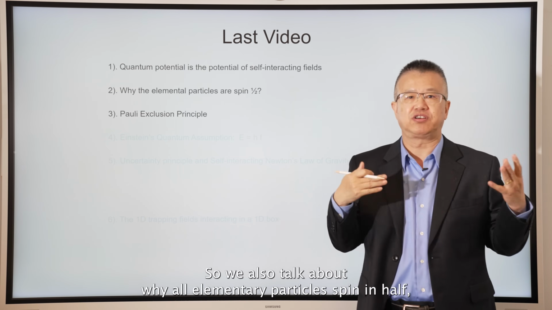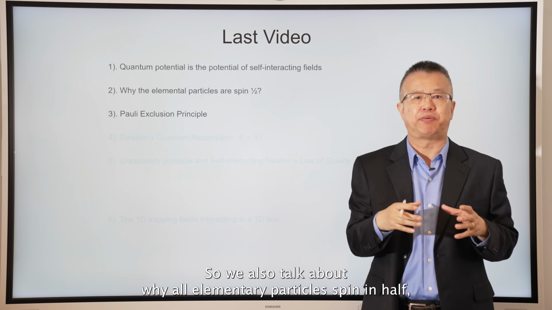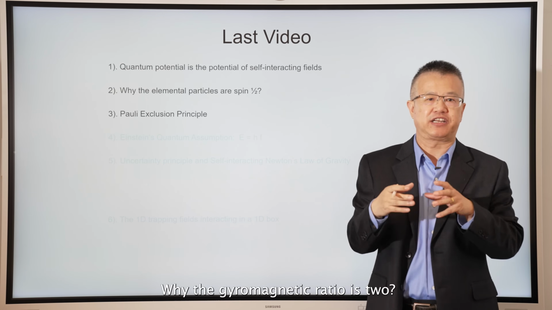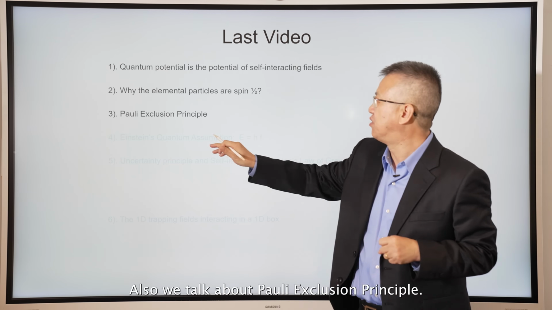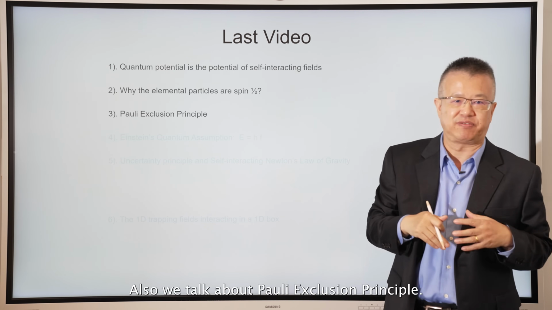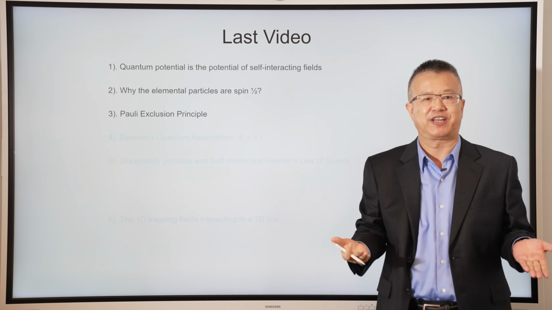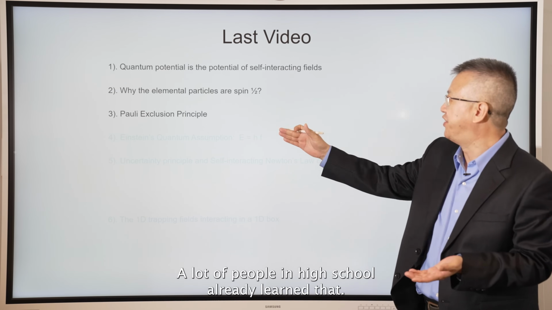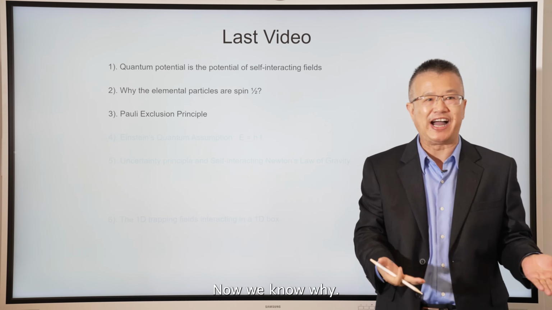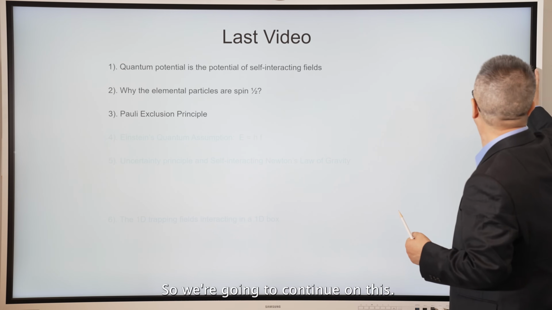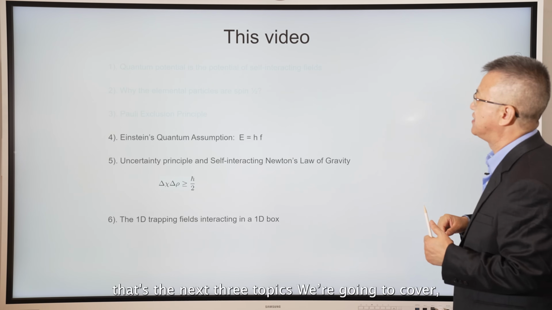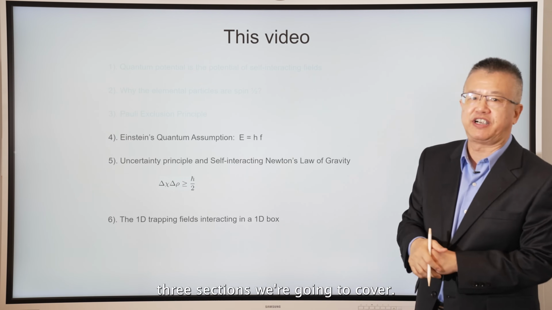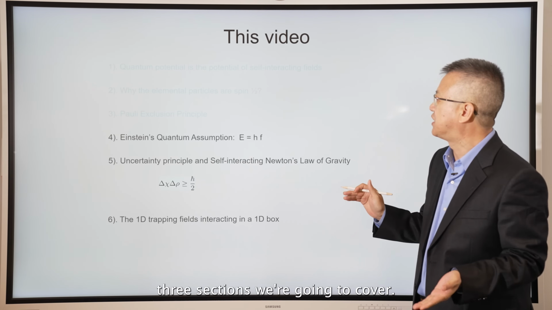We also talked about why all elementary particles split in half, why the gyromagnetic ratio is 2, and also the Pauli exclusion principle. A lot of people already learned that in high school, and now we know why. So we're going to continue on this. Those are the next 3 sections we're going to cover.